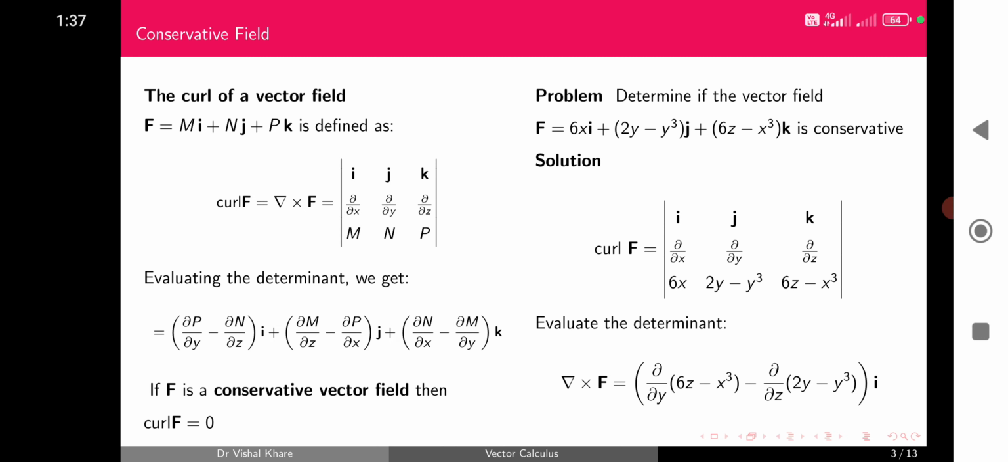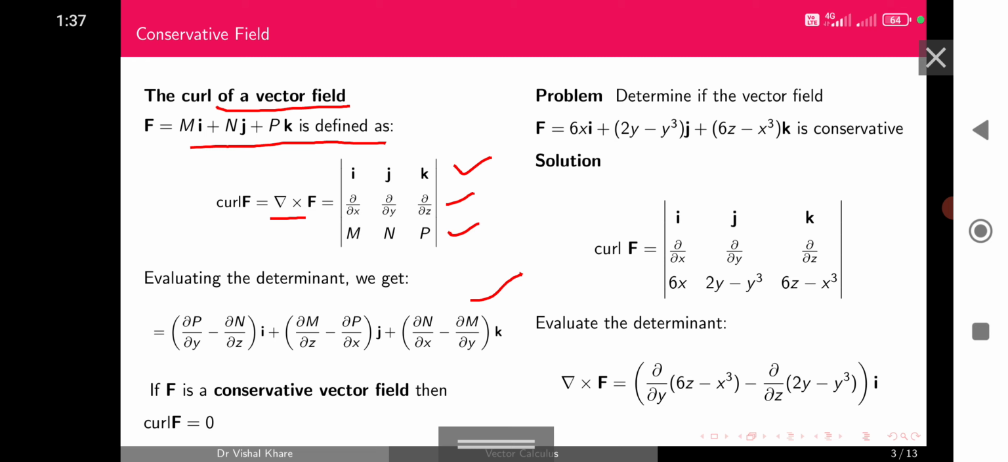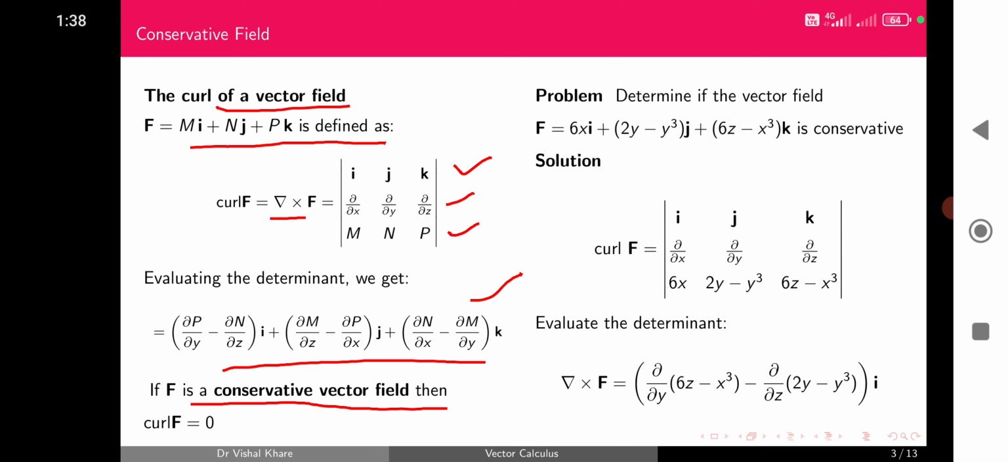The curl of a vector field F = Mi + Nj + Pk is defined as curl F = del cross F. In the first row of the determinant you write i, j, k, in the second row del by del x, del by del y and del by del z, and in the third row M, N and P. Solving, you will get the value of curl of F. If F is a conservative vector field, then curl of F is equal to 0.